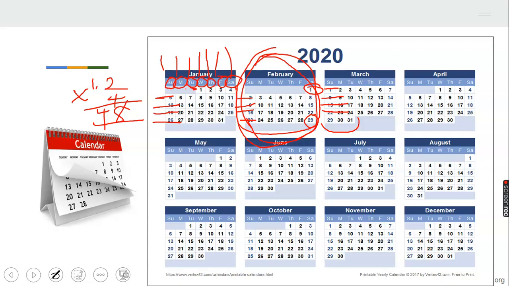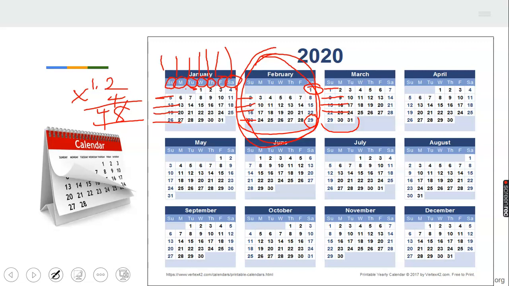We have a leap year every 4 years. If February is 29 now, it is the next 4 years that we are going to have another February that has 29 again. Is that taken? Okay, so a leap year is always every 4 years.